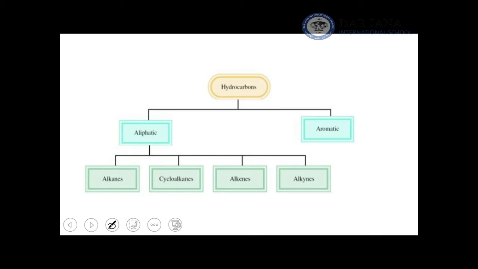Aromatic compounds contain benzene ring. I will talk about it in the coming slide.